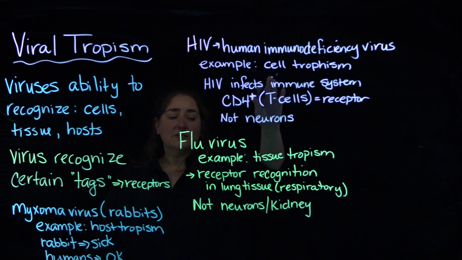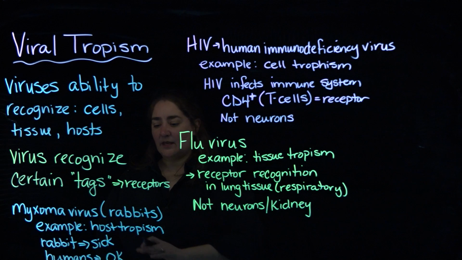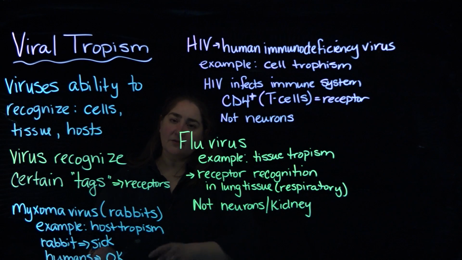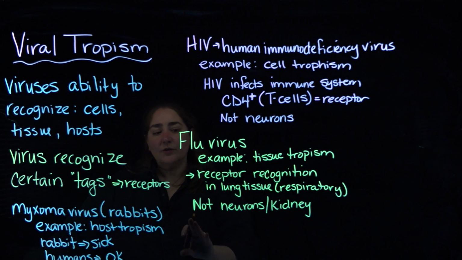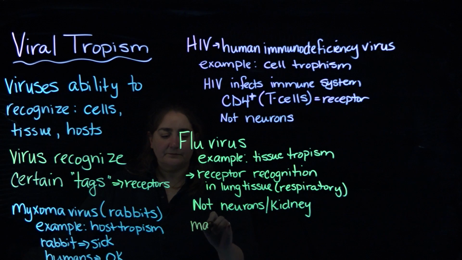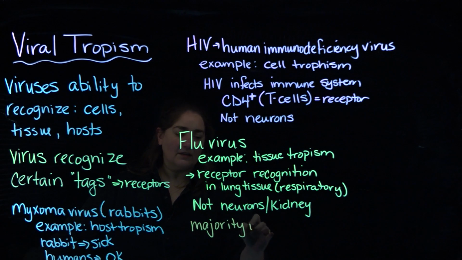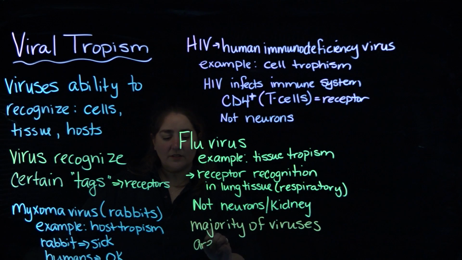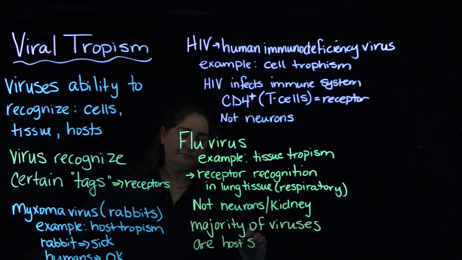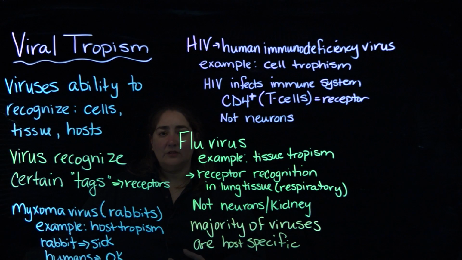So we can have tropism at the cellular level, the tissue level, and the host level. And that host level, it's important because the majority of viruses out there are going to be host specific, which means most of the viruses that make your cat or dog sick are not going to get you sick. And likewise, the viruses that make you sick don't typically make your pet sick, all right?